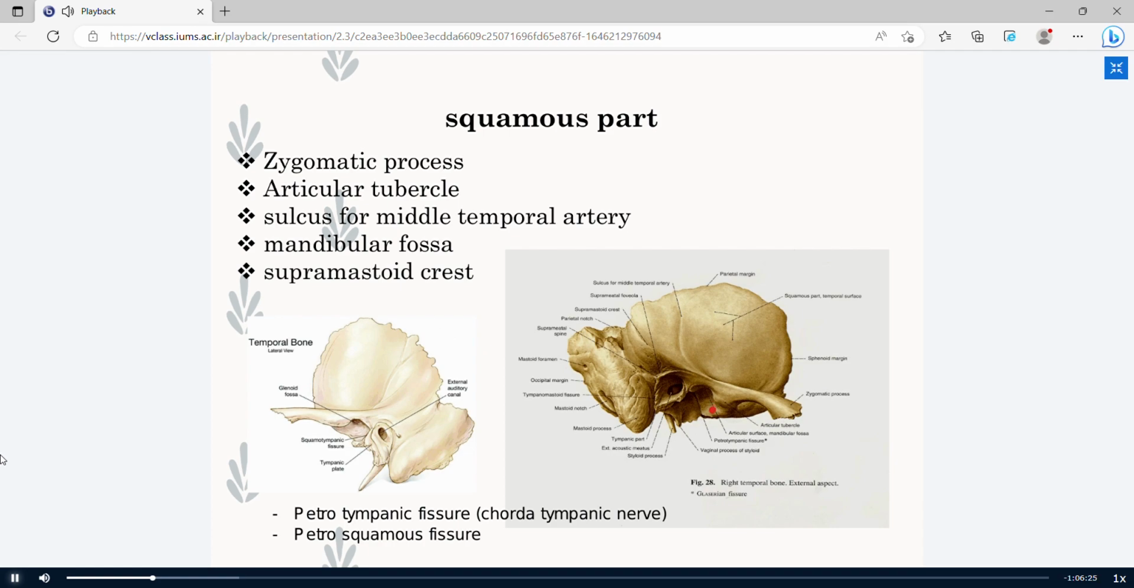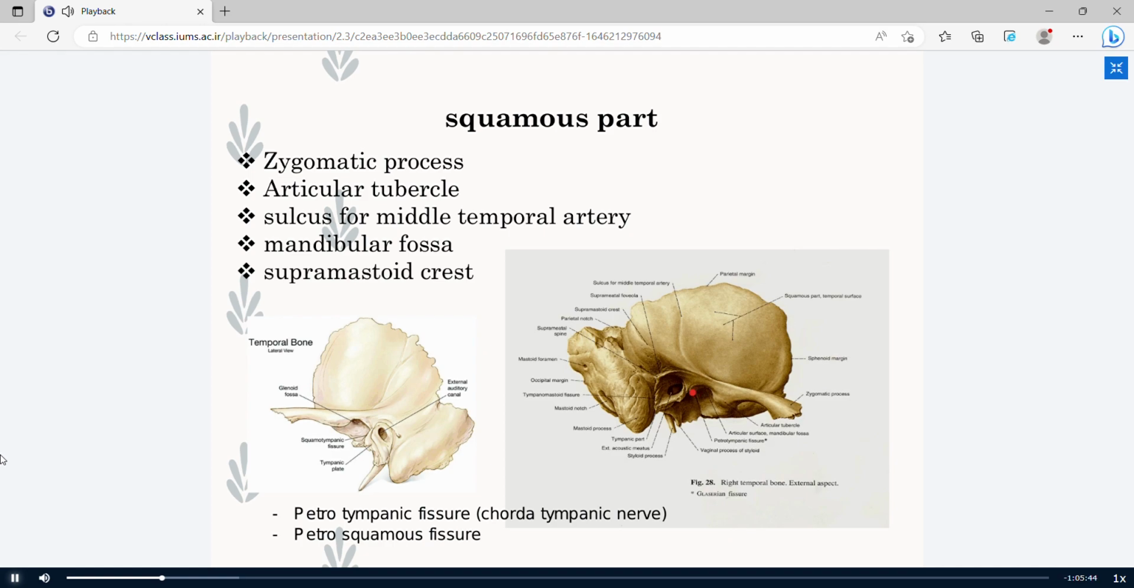This is the squamous part, and this is the tympanic part. Both parts of the temporal bone form the mandibular fossa. This is the mandibular fossa. Actually, the mandibular fossa has two parts, an articular part and a non-articular part. The articular part is produced by the squamous part, but the non-articular part is produced by the tympanic plate.